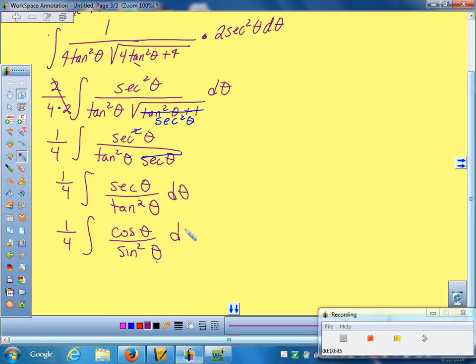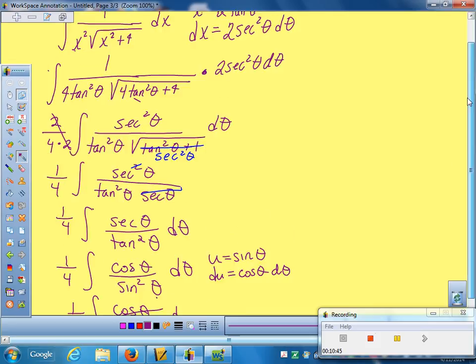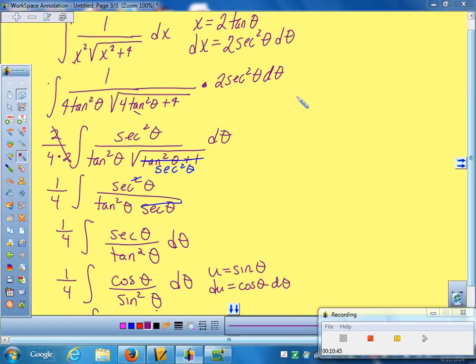u is sine. So du is going to be cosine. Cancel. And somewhere here, yes, it's going to cancel. So I have u squared. The cosine cancels. And at long last, I have to integrate a u squared. Okay, I'm coming back to the top. 1/4 u to the negative 2. So I have an integration of 1/4 u to the negative 2.